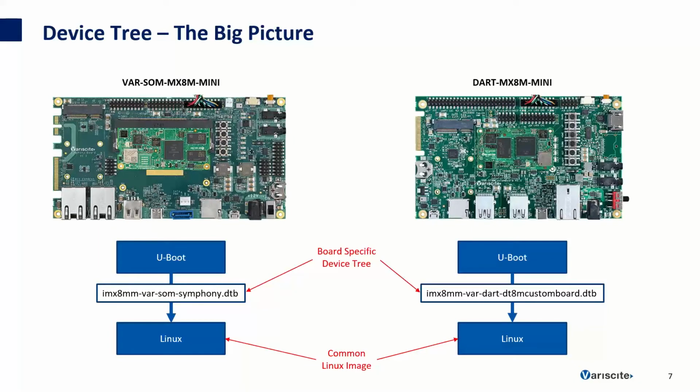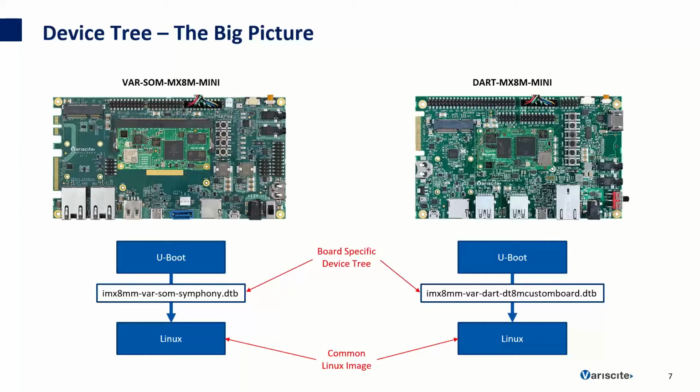This is kind of a 10,000-foot view of how device trees are used. Here we have two Variscite evaluation kits based on the IOMUX 8M Mini. On the left is the VAR-SOM with the Symphony board, and on the right is the Dart with the DT8M custom board. Since these boards both use the IOMUX 8M Mini SoC, they can use a common Linux image.